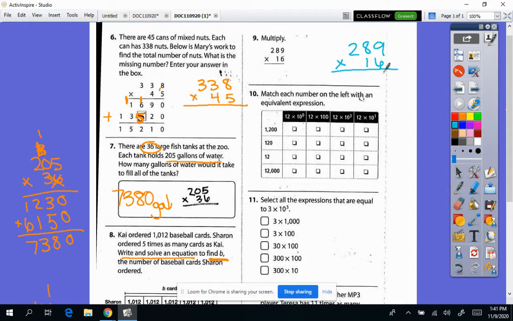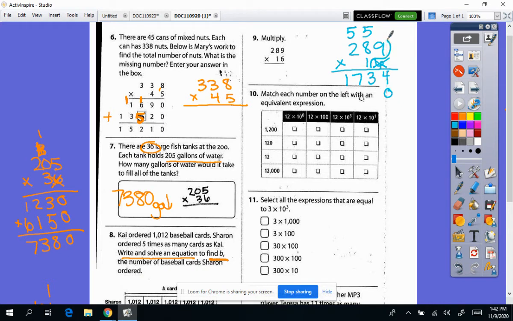6 times 9 is 54. 8 times 6 is 48. Plus 5 more will give me 53. 6 times 2 is 12. Plus 5 more is 17. I'm done with the ones place, moving to the tens place, so I put a 0.